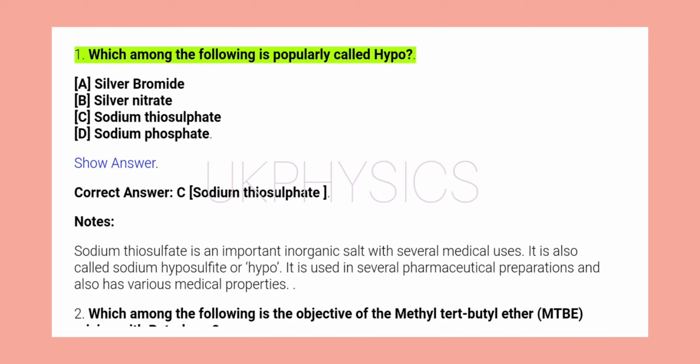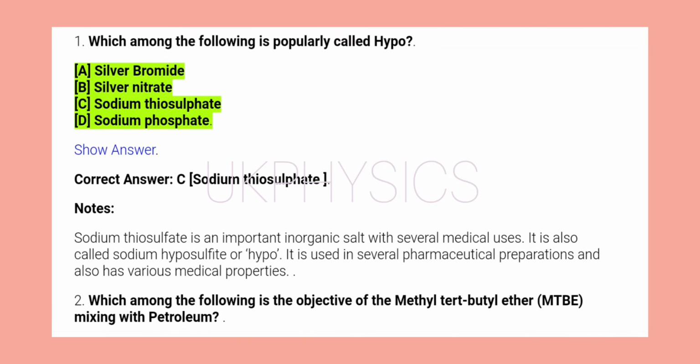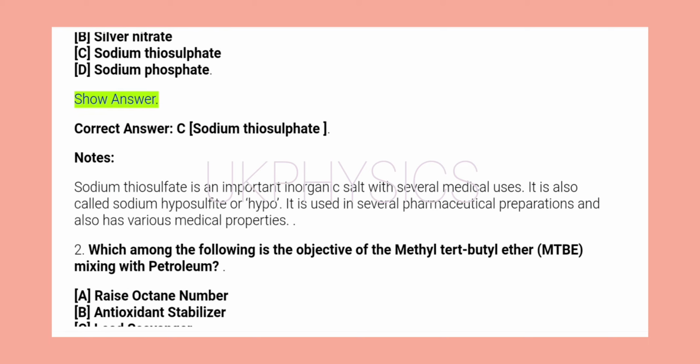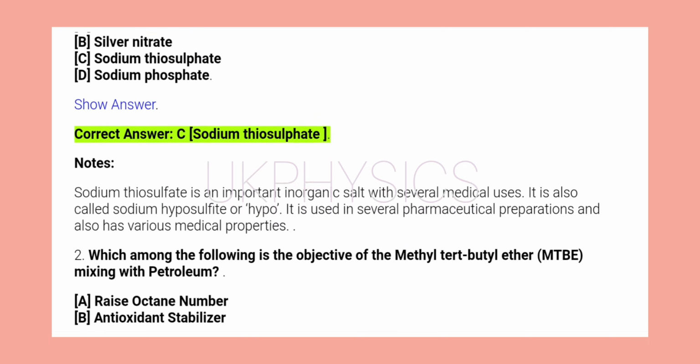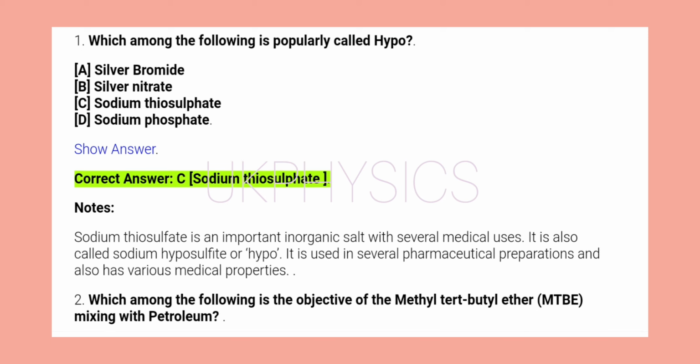Which chemical is popularly called hypo? A. Silver bromide, B. Silver nitrate, C. Sodium thiosulfate, D. Sodium phosphate. Show answer. Correct answer, C. Sodium thiosulfate.